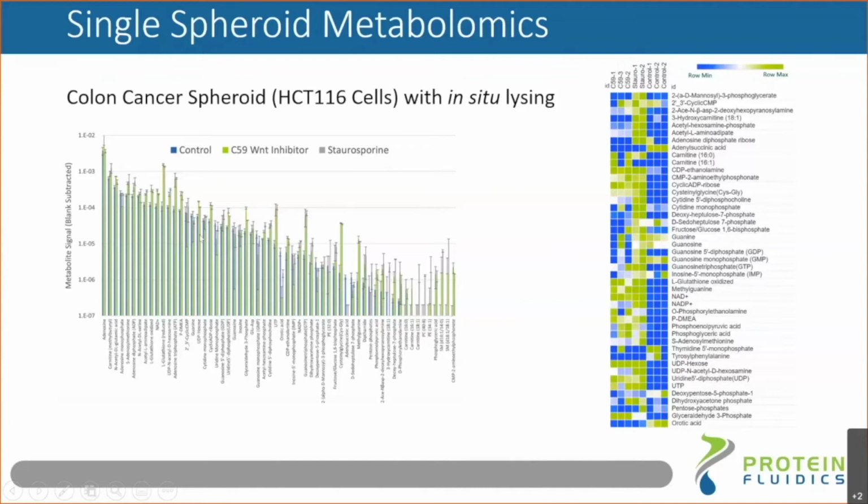And we're able to see around 240 metabolites with very good signal to noise from that. And then you can show the effect of different treatments. Here we did staurosporine treatment and a C59, which is a Wnt pathway inhibitor treatment. And you see nice changes in the metabolomic profile of the spheroids based on these different treatments. And so this is a very exciting area that he's using to look at melanoma cancer, and we expect some very nice results coming out of that in the future.